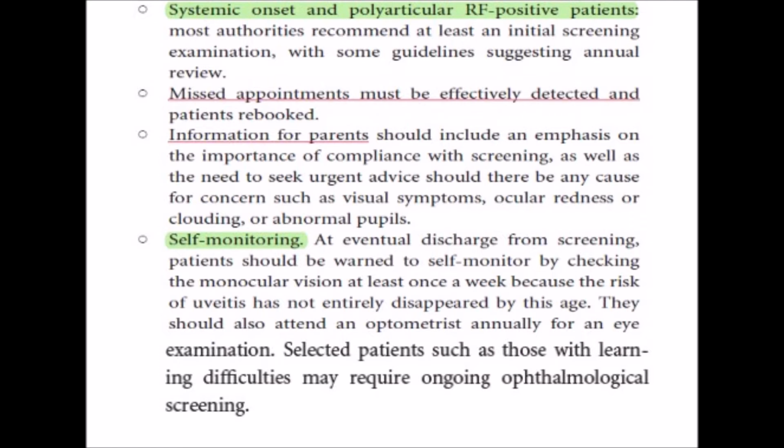Self-monitoring should be encouraged. At eventual discharge from screening, patients should be warned to self-monitor by checking the monocular vision at least once a week because the risk of uveitis has not entirely disappeared. By this age, they should also attend an optometrist annually for an eye examination. Selected patients, such as those with learning difficulties, require ongoing ophthalmological screening. So they should be reviewed properly.